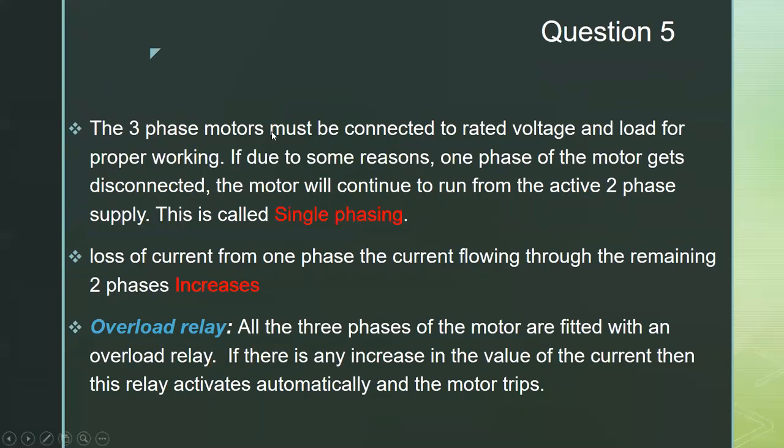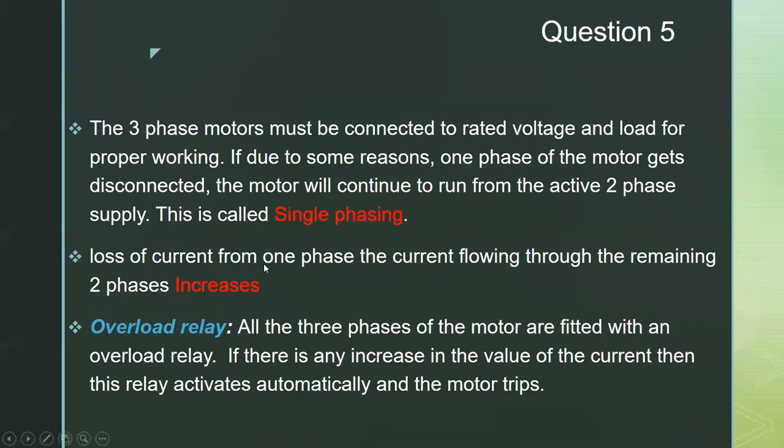A three-phase motor must be connected to a rated voltage and load for proper working. If due to some reason one phase of the motor gets disconnected, the motor will continue to run from the active two-phase supply. This is called single phasing. So first you have to understand what single phasing is. There are three phases, R, Y, B. Due to some reason one phase is disconnected, so the supply will be from only two phases.